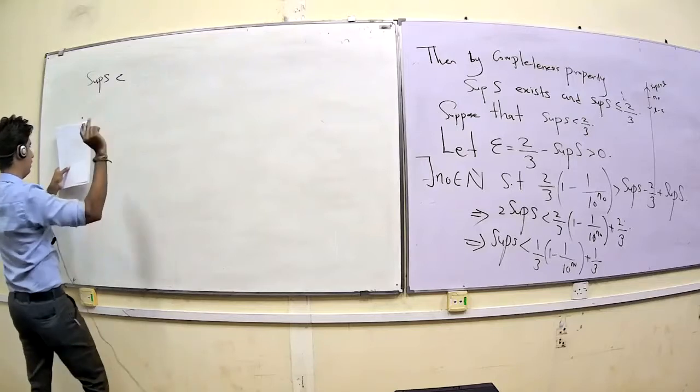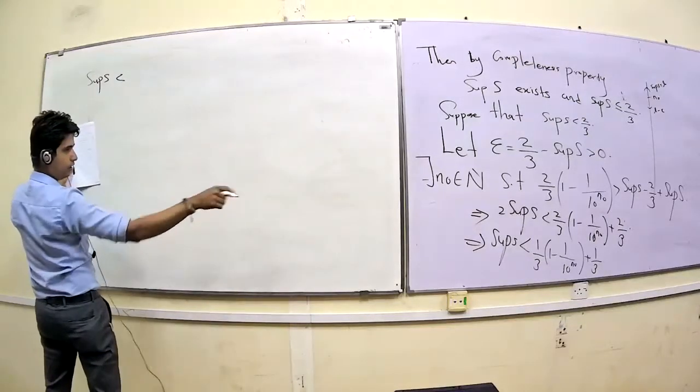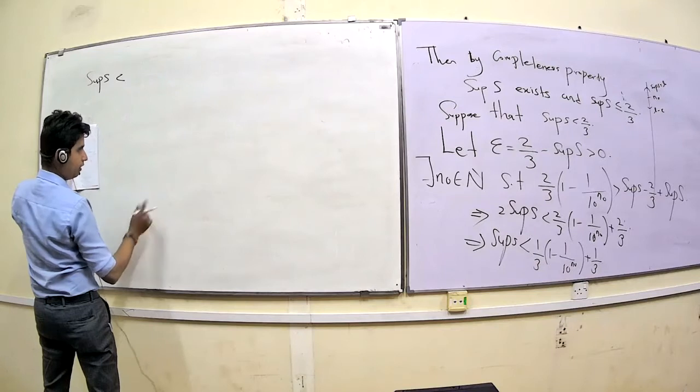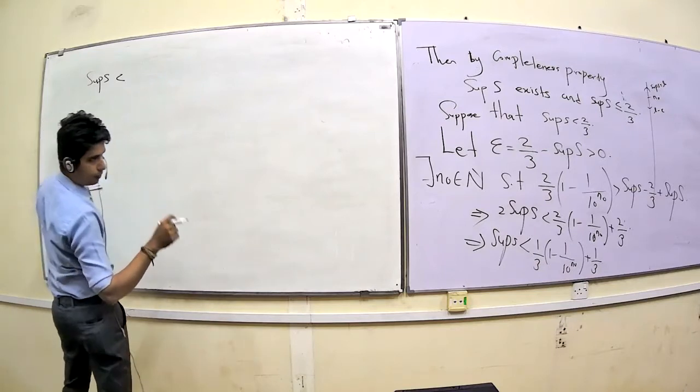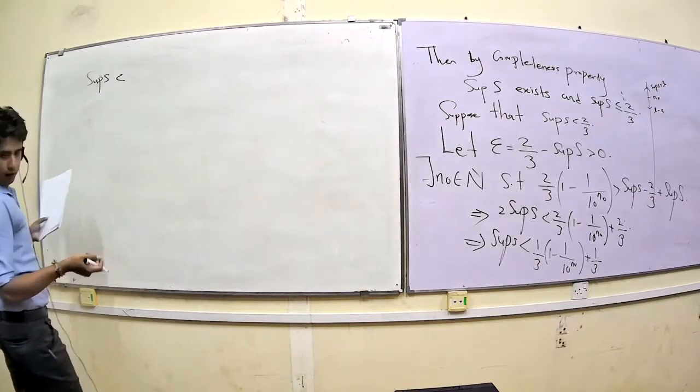Now supremum is less than, you can simplify that one, right? You cut the two terms, they are the 1 by 3. Hereafter, you can add 1 by 3, 1 by 3. You can take the multiplying 1 by 3.